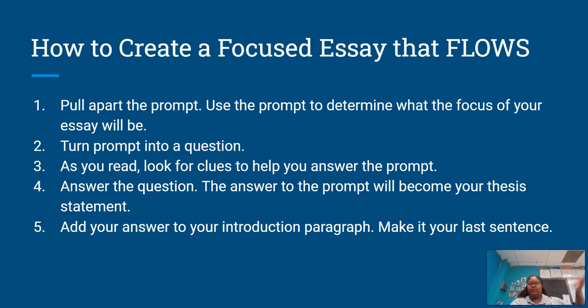First sentence is the hook. Second sentence is the background information. You're going to tell me the title of the text. If it's two texts, you're going to tell me the title of both texts. You're going to tell me the authors of both texts. You're going to give me a brief summary of both texts. In most of your writing prompts, it will give you the summary there. You use word glue. You take what is there and you add it to your sentence.